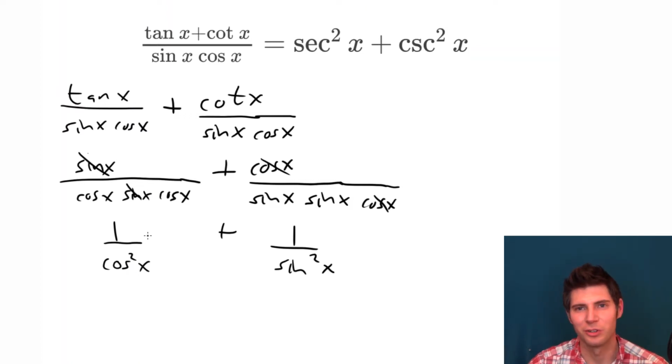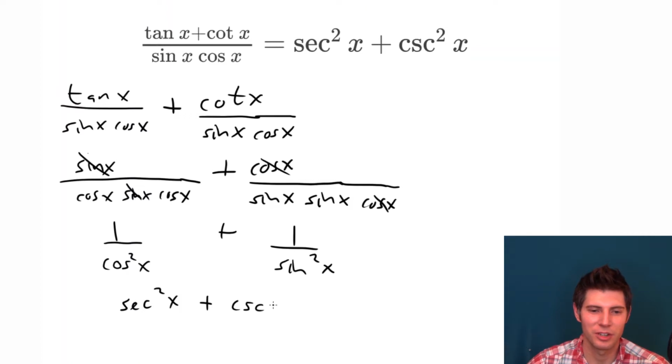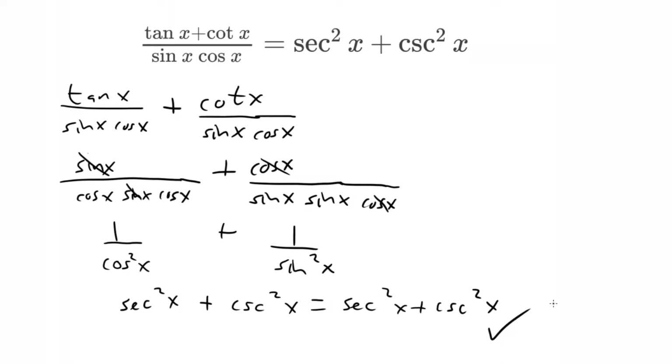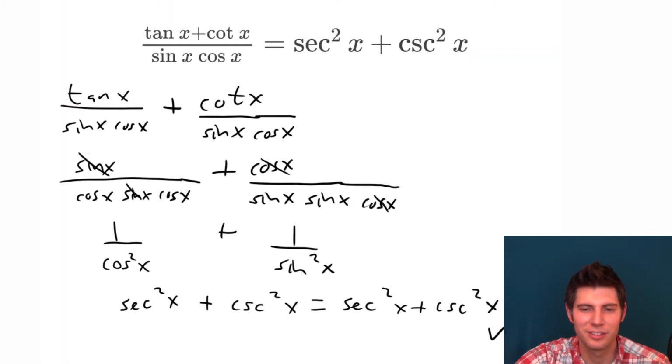Now what is 1 over cosine squared? Secant squared. And what's 1 over sine squared? Cosecant squared. And that's what we were trying to equal. So we're done with that one. Let's do the next.